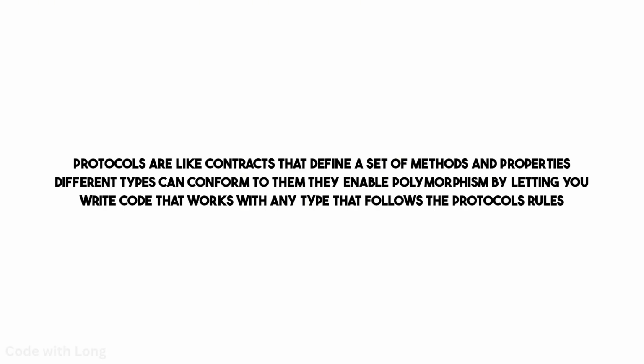What are protocols in Swift and how can they be used to achieve polymorphism? Protocols are like contracts that define a set of methods and properties. Different types can conform to them. They enable polymorphism by letting you write code that works with any type that follows the protocol's rules.